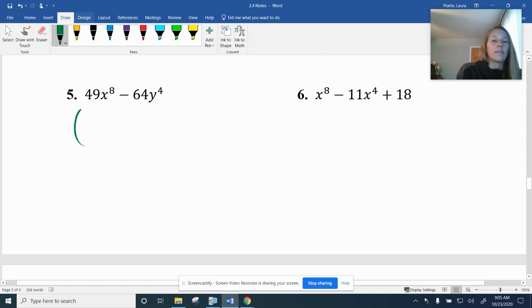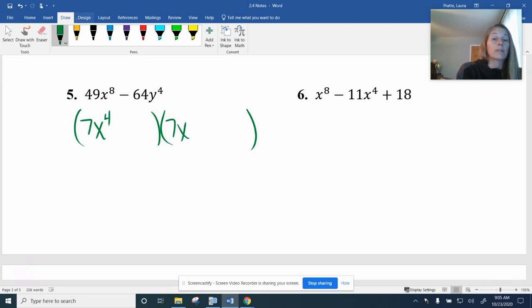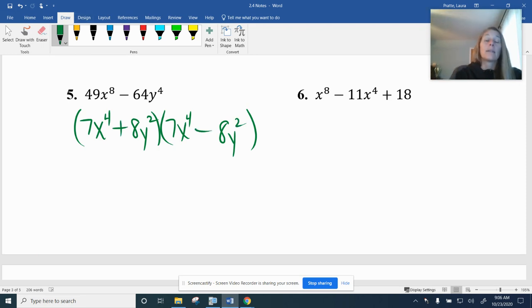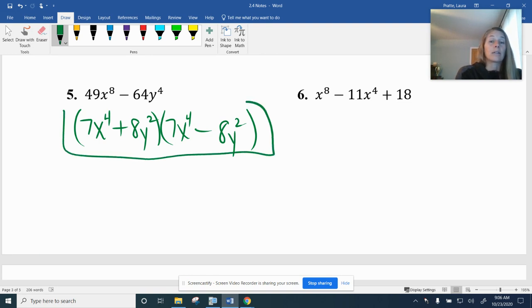And next one, this is the difference of 2 squares pattern again, like numbers 1 and 2. So we have 7x to the 4th and 7x to the 4th, because obviously half of 8 is 4. With the 64, we have 8y squared and 8y squared, and of course, opposite signs. 7 is a prime number, so even if the others are perfect squares, it doesn't matter. I can't do anything with that.